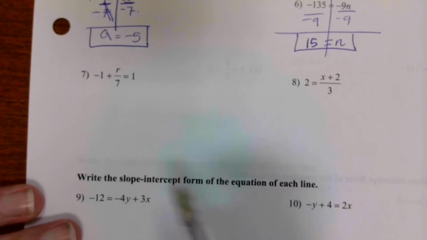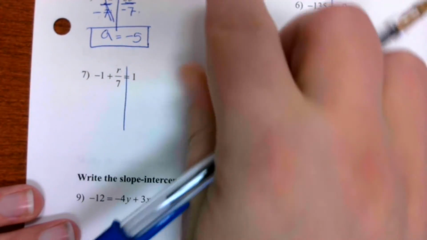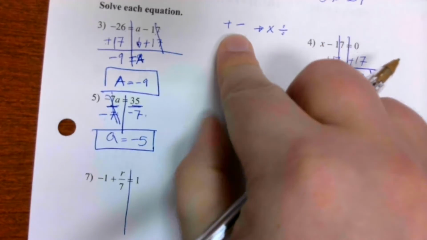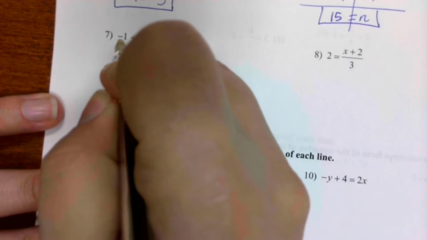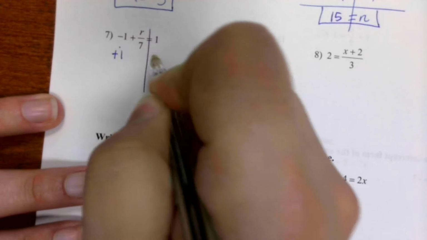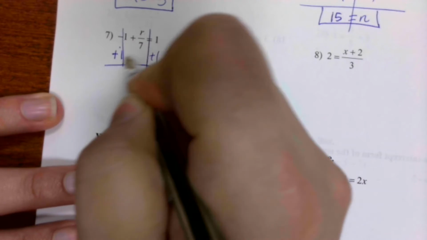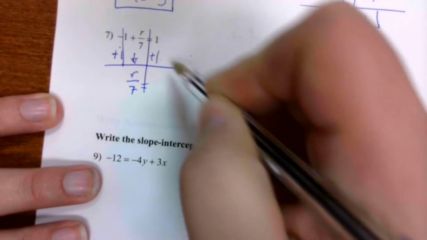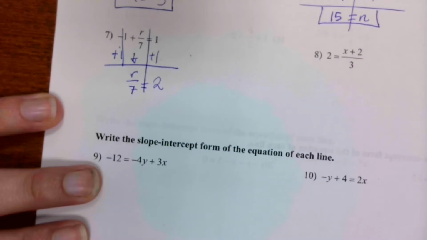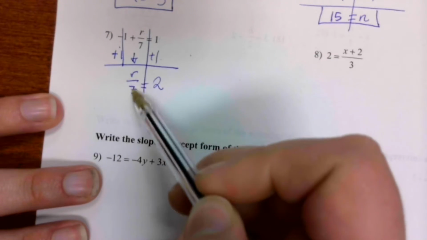Okay, let's go on to this one. Again, I'm going to add and subtract first. Add and subtract first, and then multiply or divide. I'm going to move this negative 1 to the other side. The opposite of a negative is a positive. Bring down the r divided by 7. 1 plus 1 is 2. And now I have the term with the r alone.